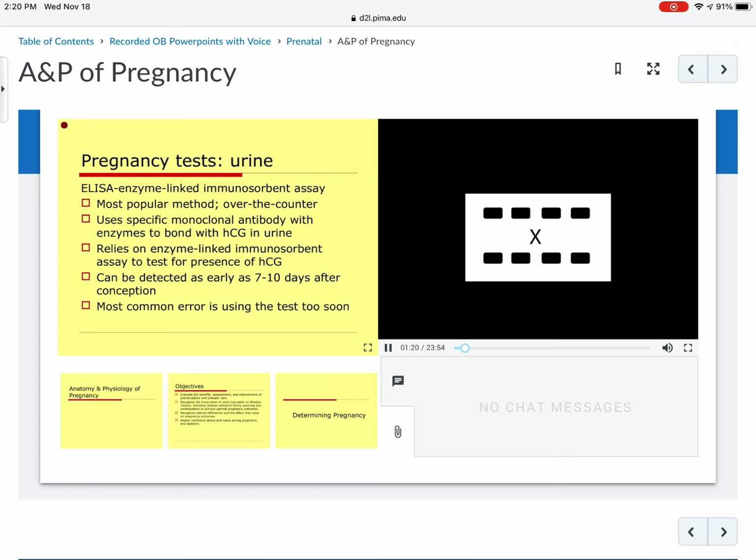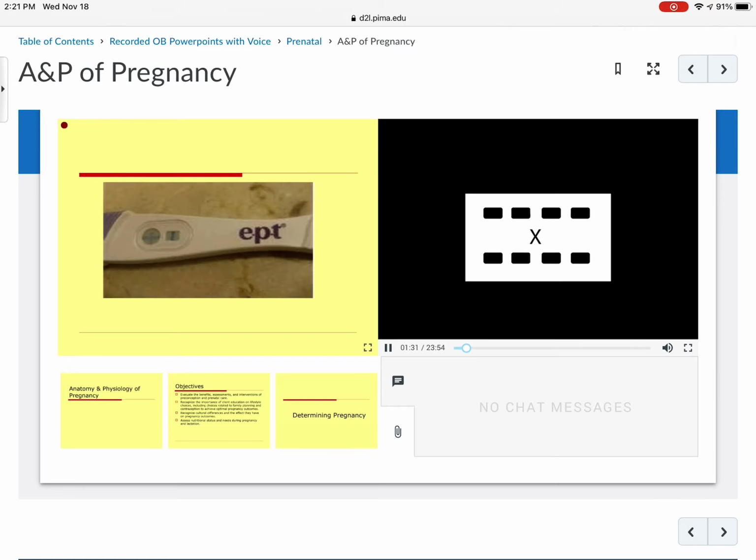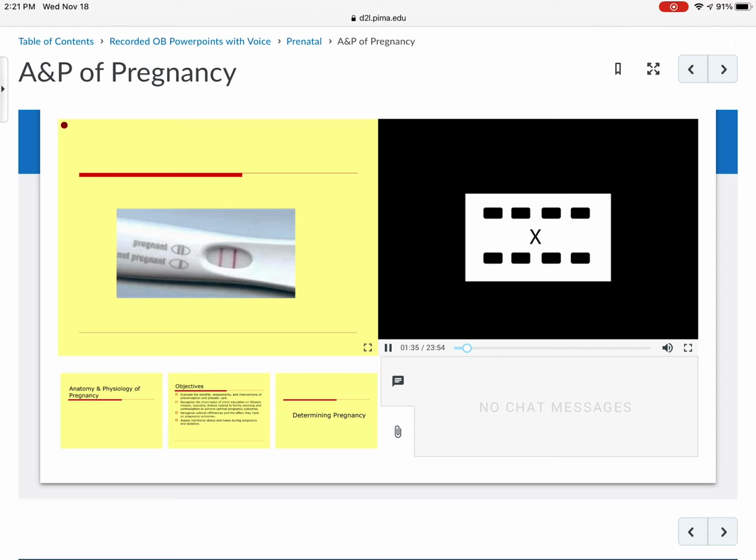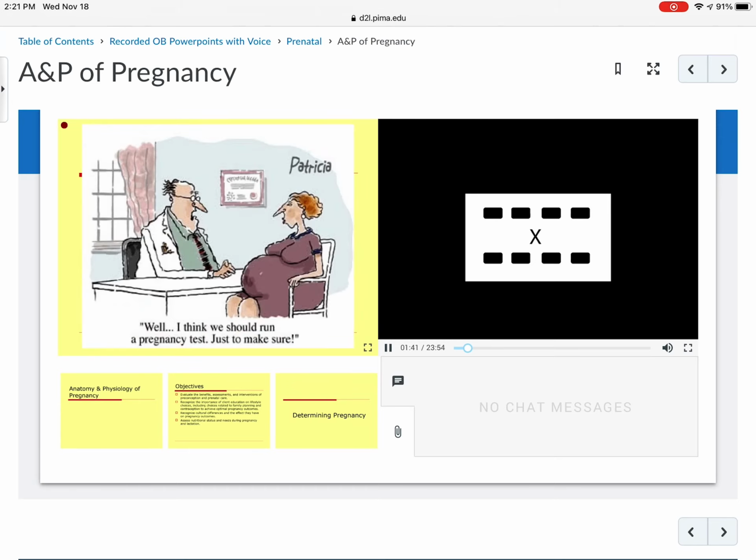The most common error on some of these pregnancy tests is testing too soon. I know there are some you can even get in the mail that test really early on now. And of course, there's one line for negative and two lines for positive. That gets posted: I'm pregnant. Well, I think we should run a pregnancy test just to make sure.